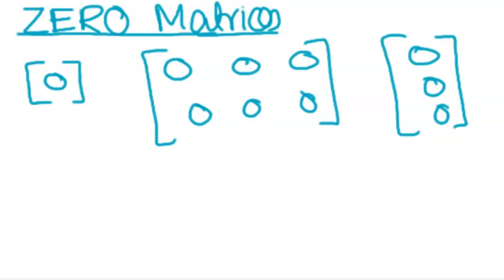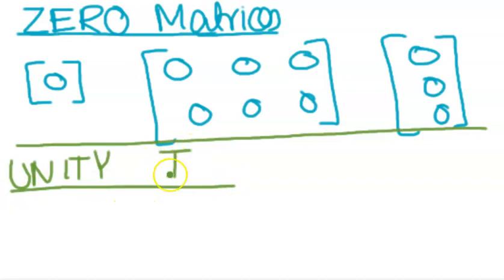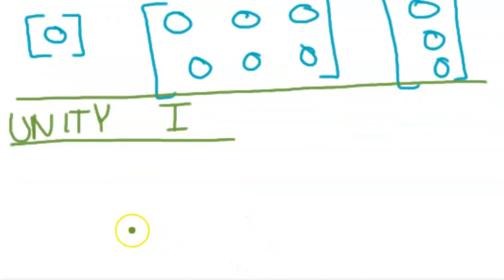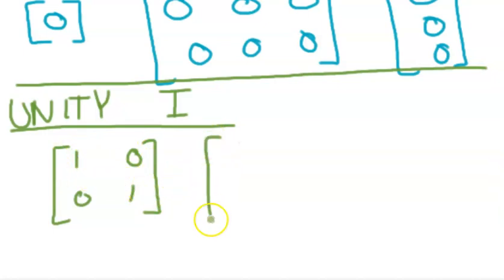Then we have the unity matrix. The unity matrix is represented by an I, and it acts as the number 1, like 20 times 1 is 20, 13.5 times 1 is 13.5. When you multiply a matrix by the I matrix, the answer is always the same. The unity matrix is a matrix where the leading diagonal is 1. But it has to be a square matrix.